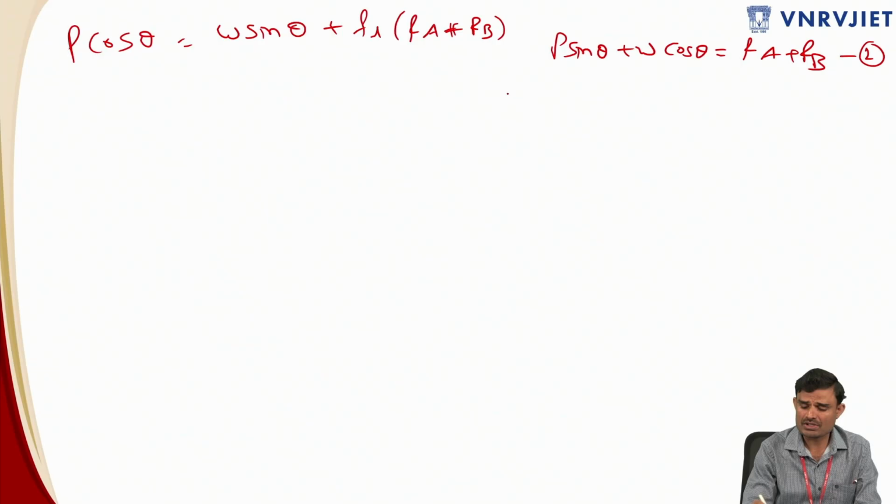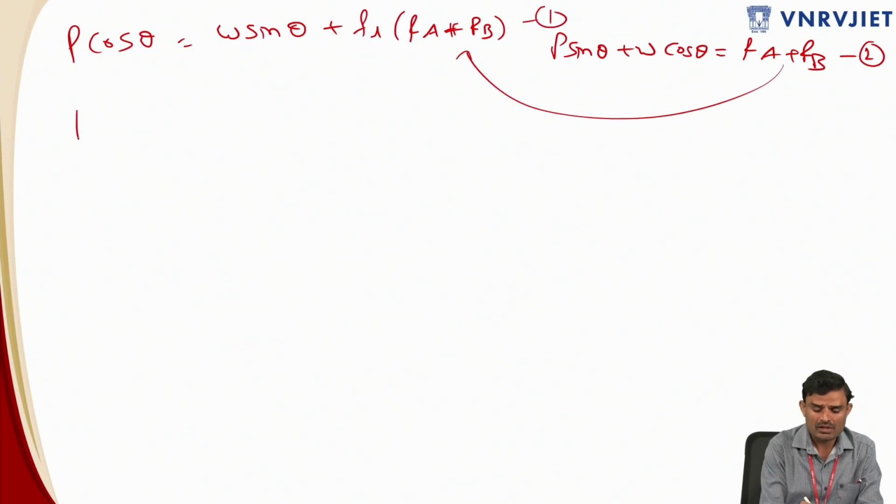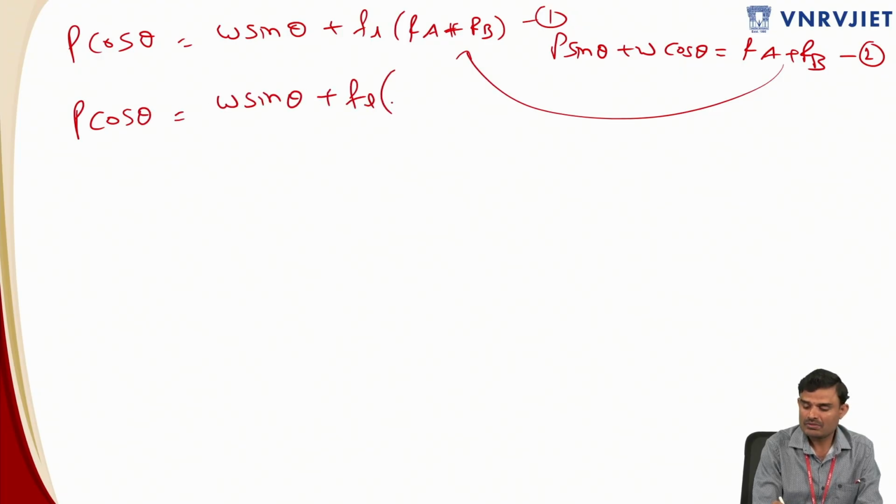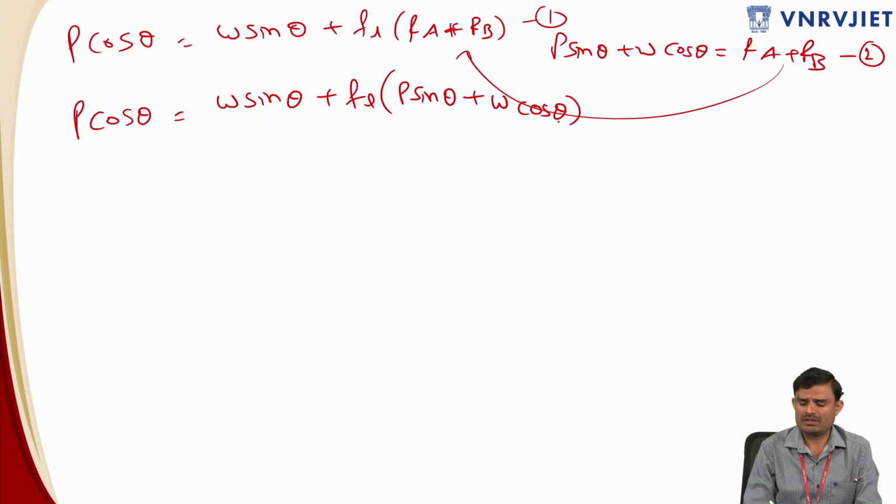Now I have to substitute equation 2 into equation 1 such that I can get the value of RA plus RB. Therefore, P cos theta is equal to W sin theta plus FL into P sin theta plus W cos theta. So after substituting RA plus RB, we have got this equation. Now we divide this entire equation by W cos theta for simplification in order to arrive at the value of superelevation.